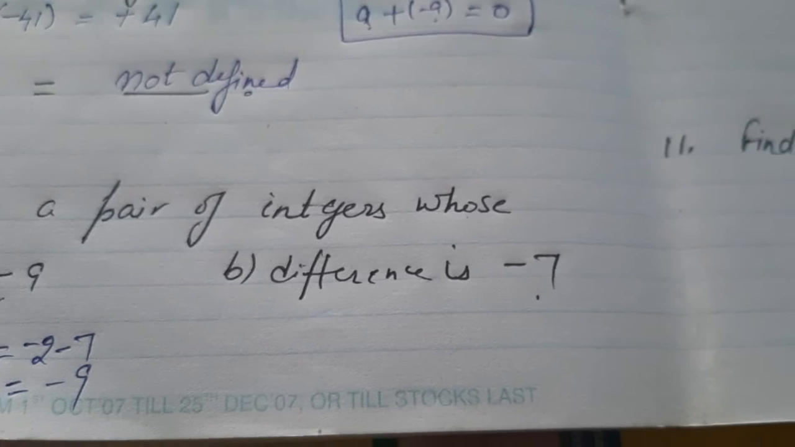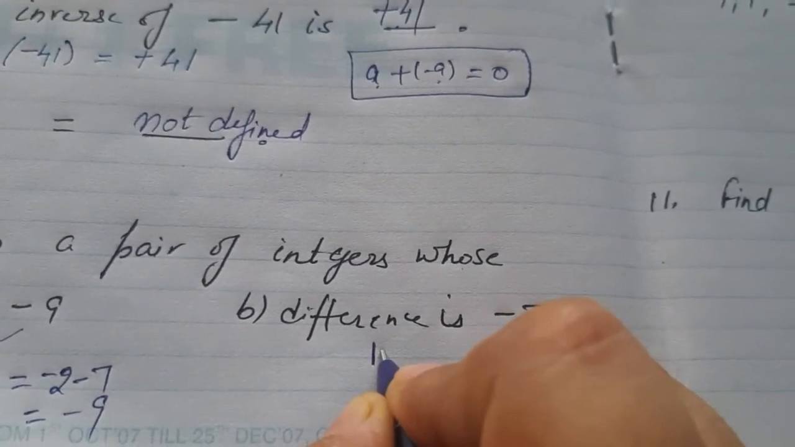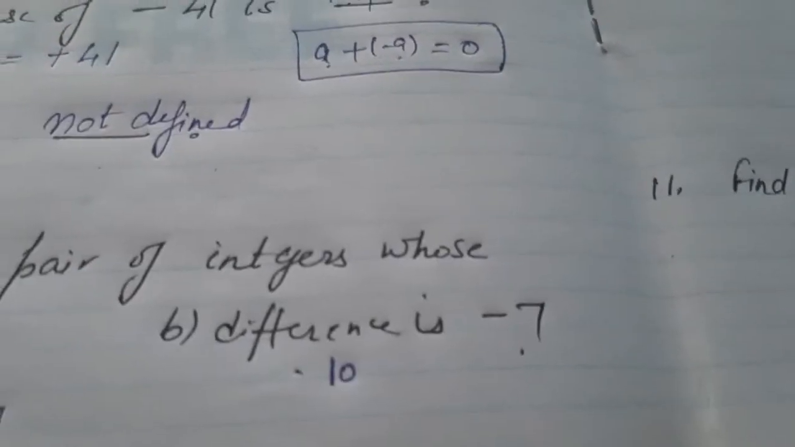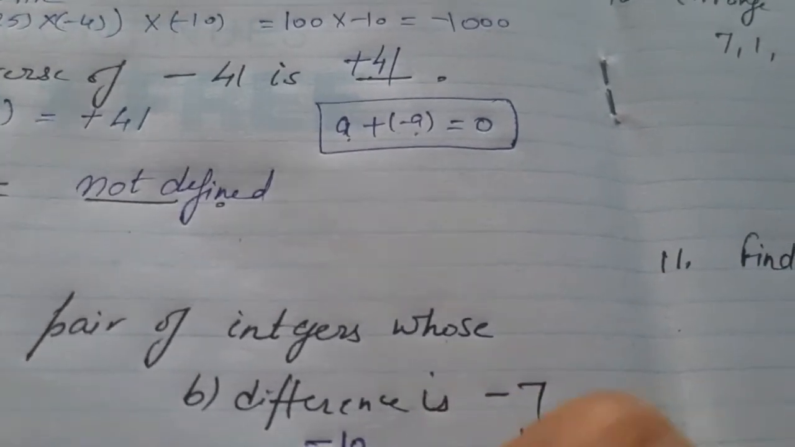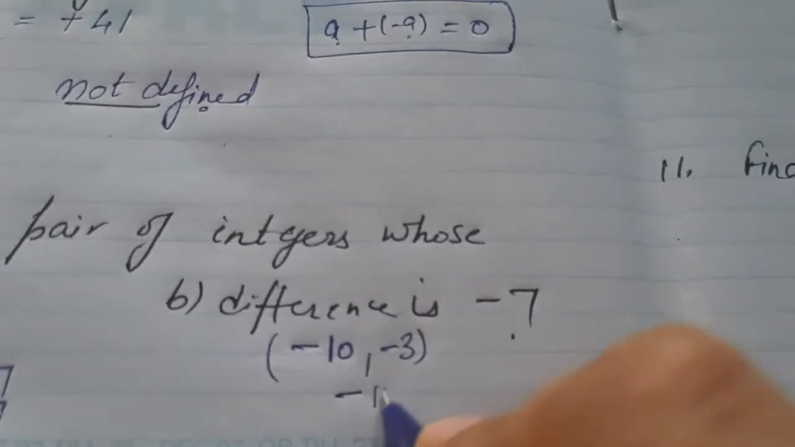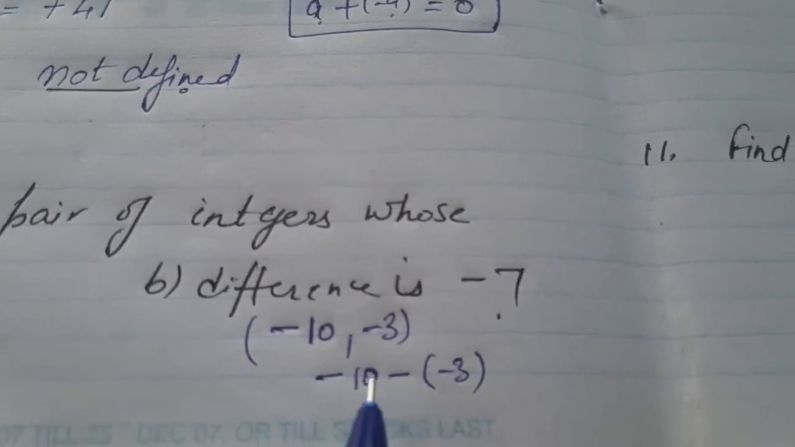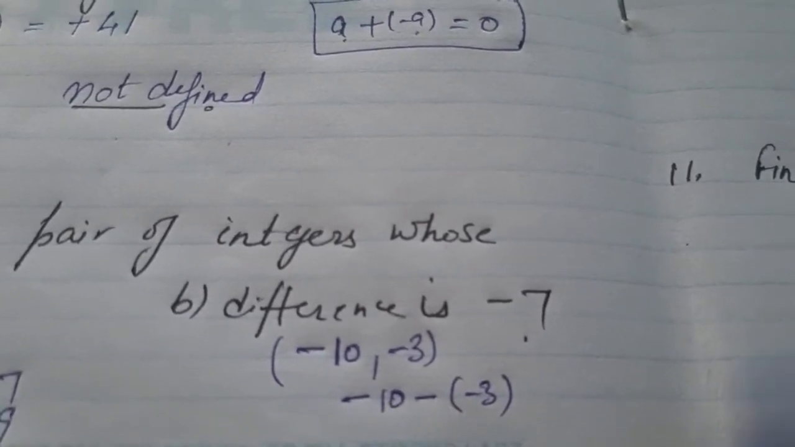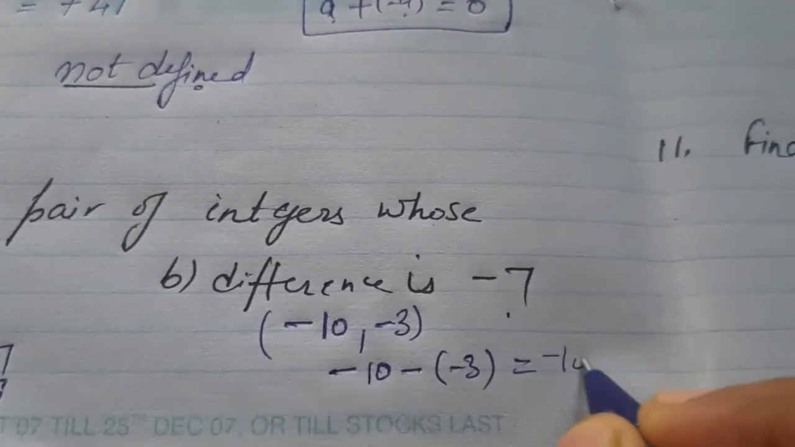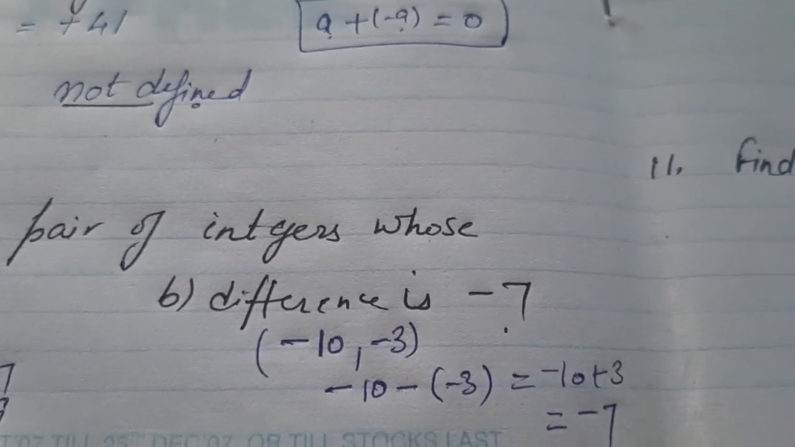Next is: write down a pair of integers whose difference is -7. I am taking the pair -10 and -3. Now I have to check it also. -10 minus -3, because I have to take the difference. Difference means subtraction. So -10 minus -3 will become minus minus plus, -10 plus 3. That comes out to be -7. We will subtract both the numbers.